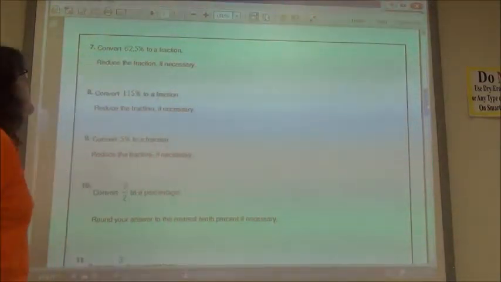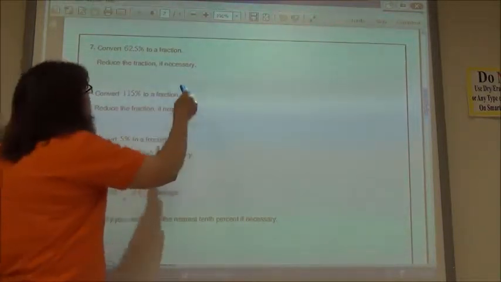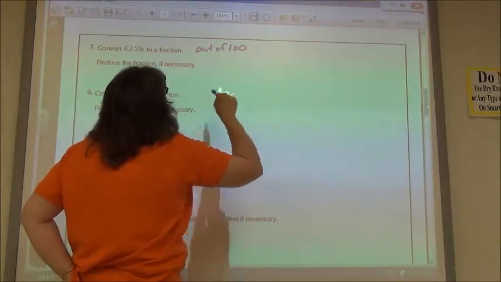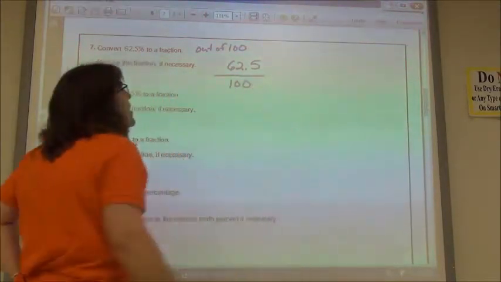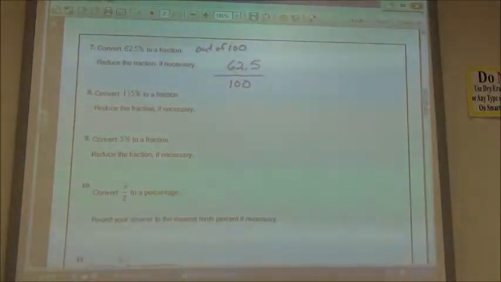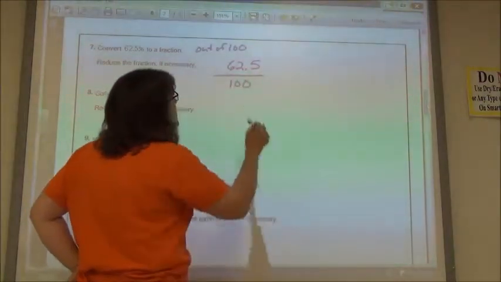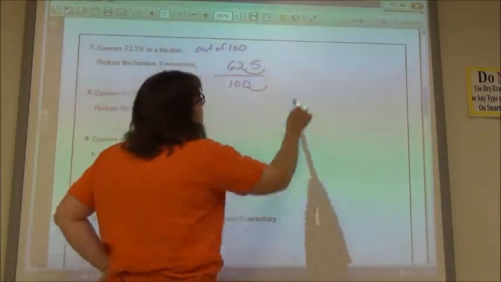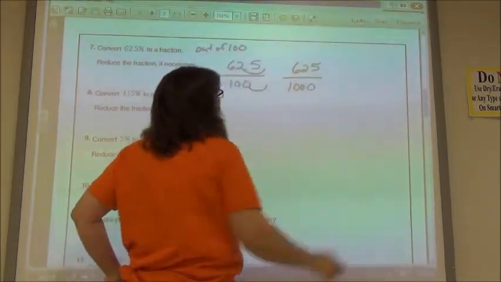The next one says convert 62.5% to a fraction. Again, percent means out of 100. And so I'm going to do 62.5 over 100. Now if I have a decimal there, I've got to make that top number a whole number like I did when I was dividing with decimals. So I have to move this over 1 place, which means I have to add 1 0 there. So it's 625 over 1,000.